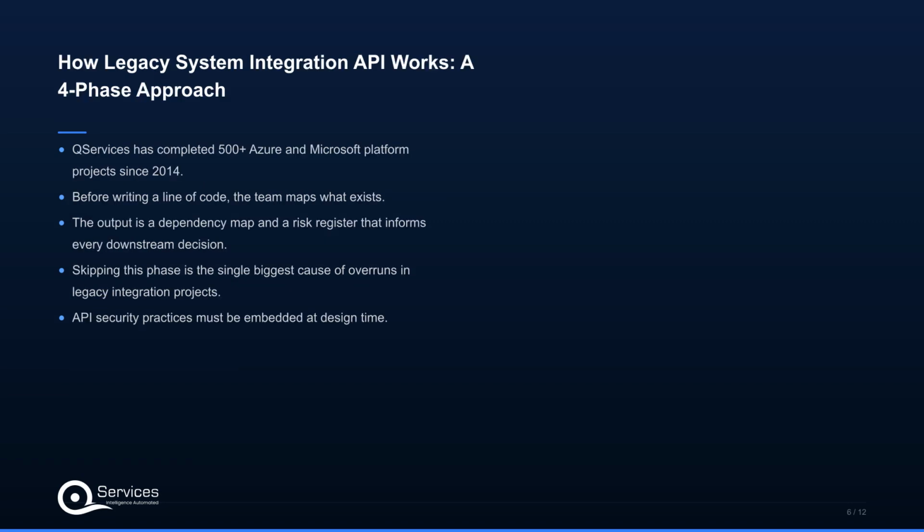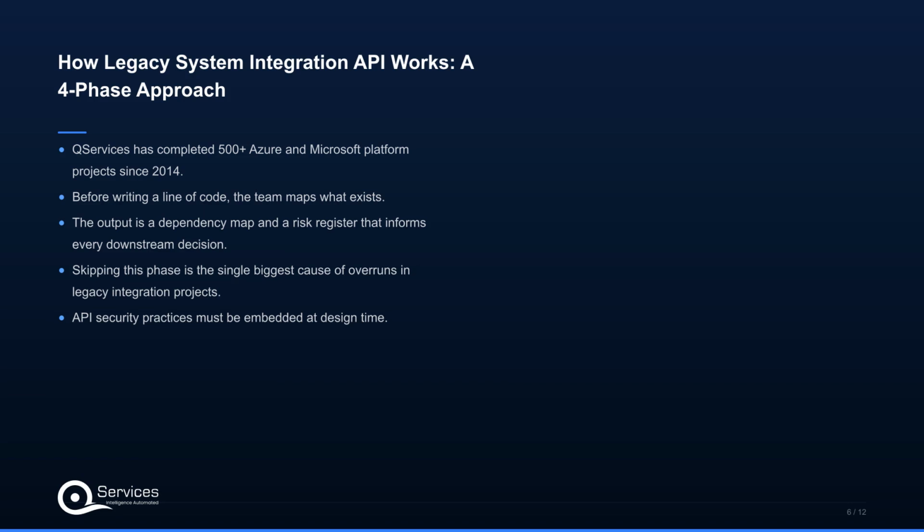Next up, let's talk about how legacy system integration API works, a 4-phase approach. Q Services has completed 500+ Azure and Microsoft platform projects since 2014. The 4-phase framework below is what consistently keeps integration projects on time and within scope, regardless of how old or undocumented the source system is.